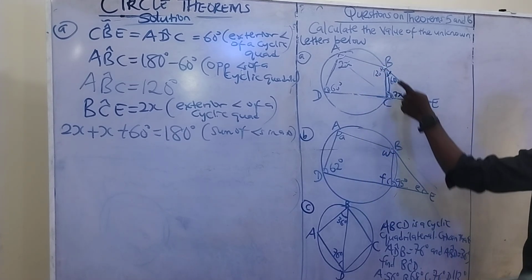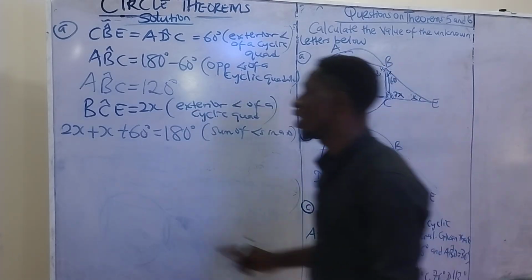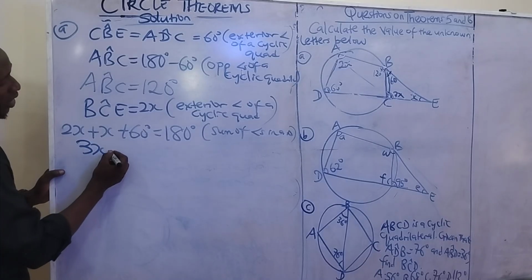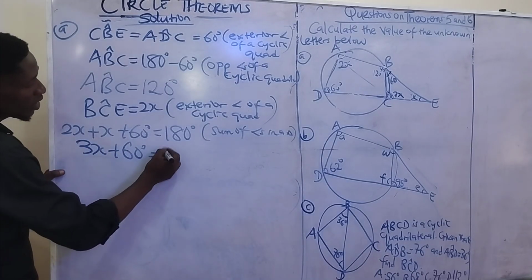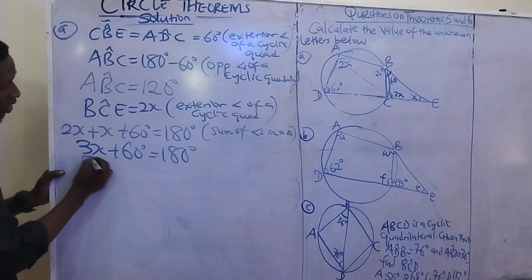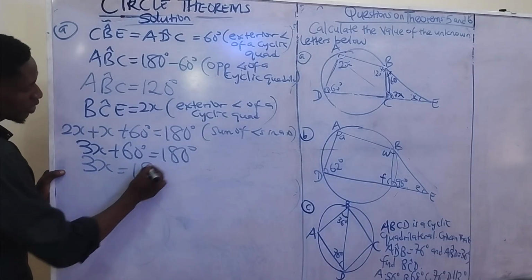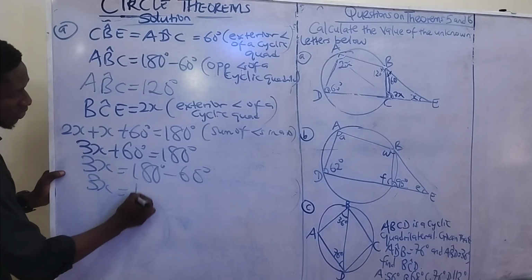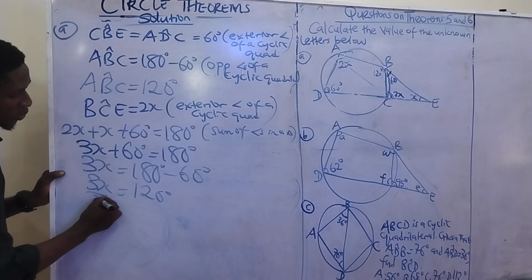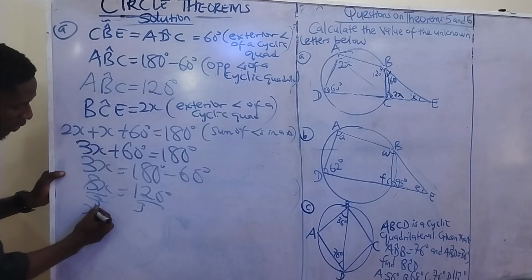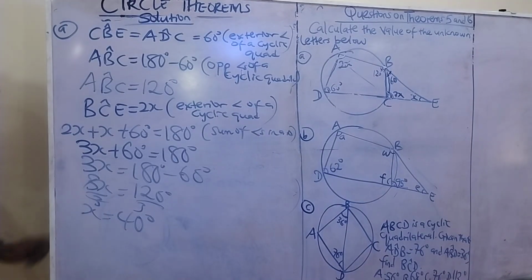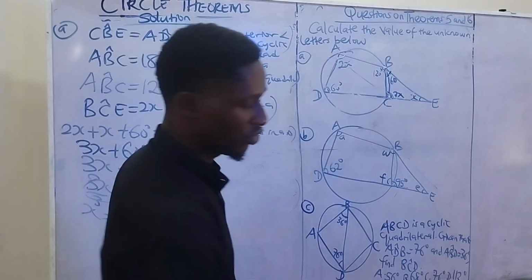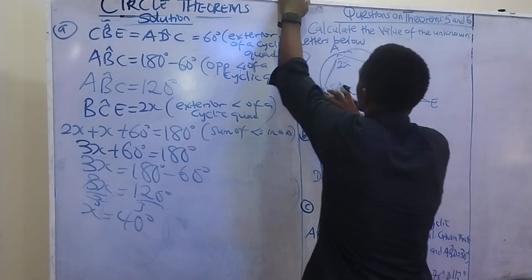So going by this, this is a triangle. So we have 2x plus x is 3x, plus 60 is equal to 180 degrees. We collect like terms, 180 minus 60. 3x is 120 degrees. Divide both sides by 3. So our x is 40 degrees. And that is how we are able to solve that question. So let's go to the B part first.